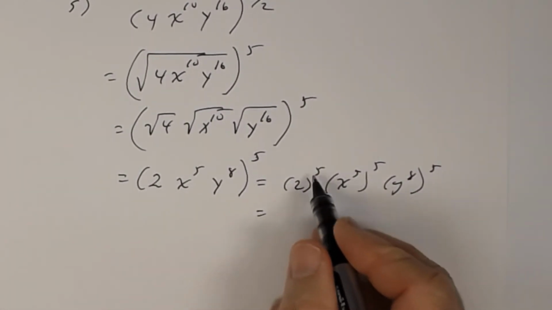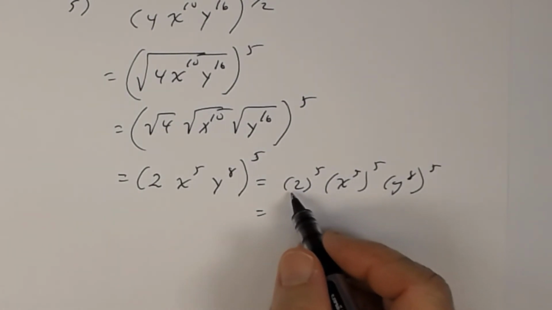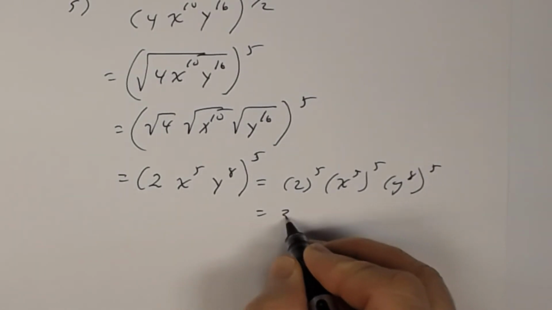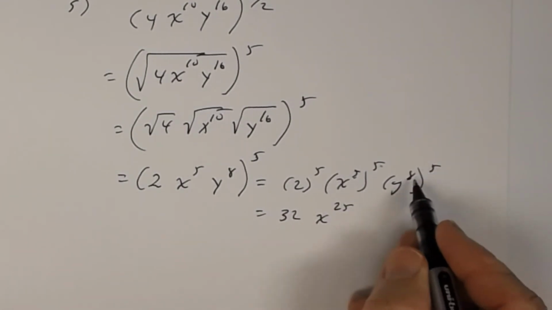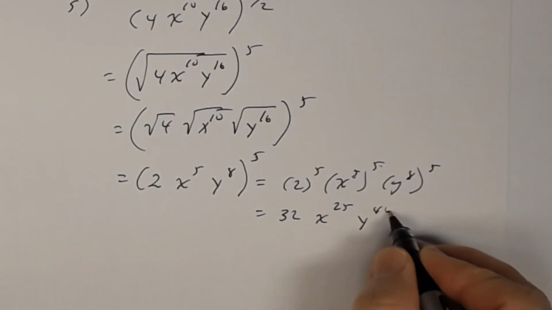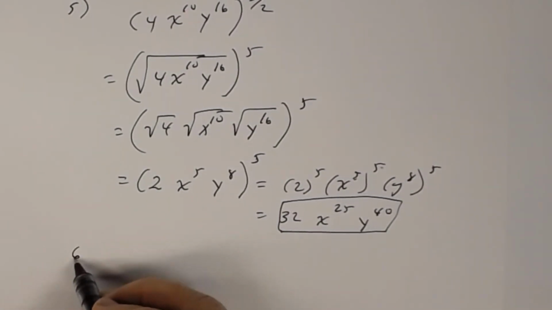And so 2 to the 5th means 2 times 2 times 2 times 2 times 2. So that is 2 times 2 is 4, 4 times 2 is 8, 8 times 2 is 16, 16 times 2 is 32. 5 times 5 is 25, so that's x to the 25th. 8 times 5 is 40, so that's y to the 40th. So there's your answer.